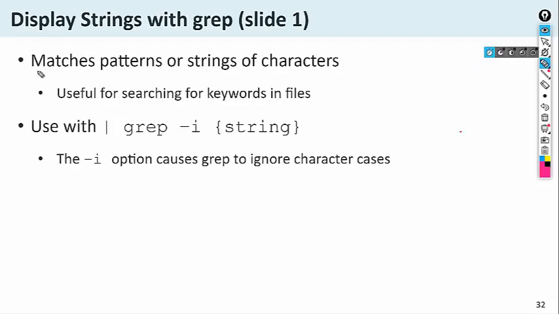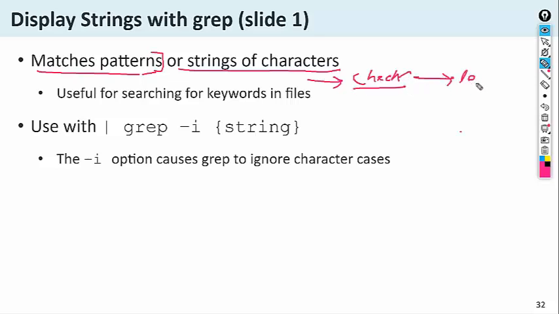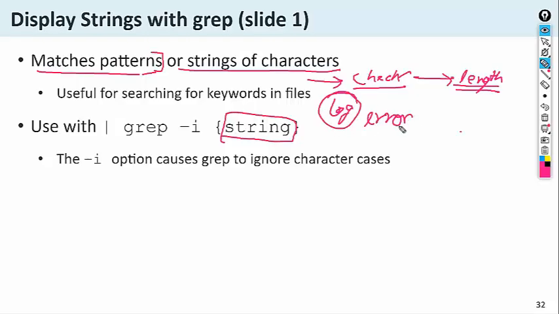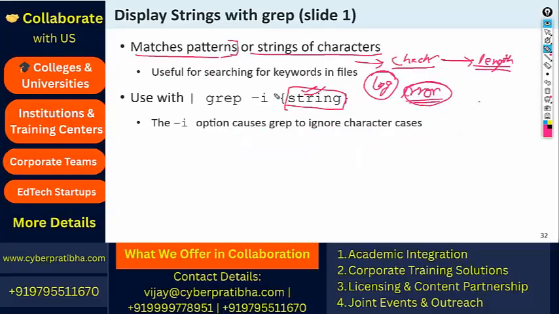Now, matching patterns or strings of characters. If you want to search for a result, when you are checking a file and the file is very lengthy, with a lot of content inside but you want to search for a specific string, like when you are looking at log files and you want to check whether there is an error or not, in this case you can search for the error by using the grep command. So how can you do it?